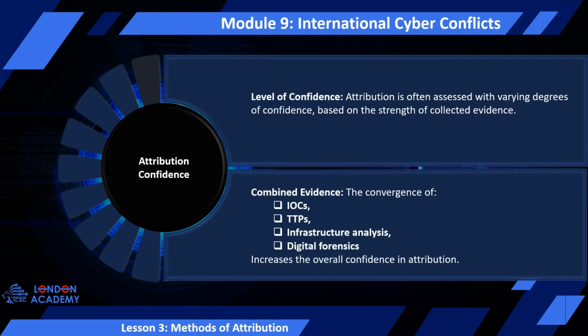8. Attribution confidence. Level of confidence. Attribution is often assessed with varying degrees of confidence, based on the strength of collected evidence. Combined evidence. The convergence of IOCs, TTPs, infrastructure analysis, and digital forensics increases the overall confidence in attribution.